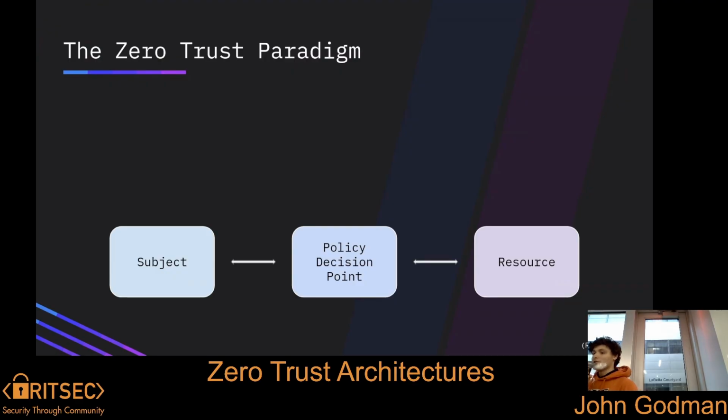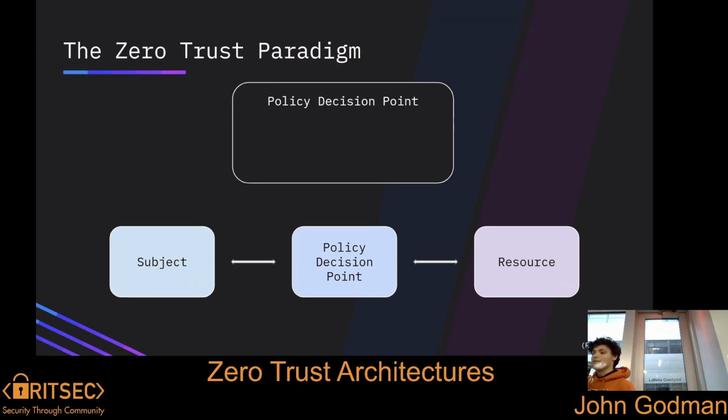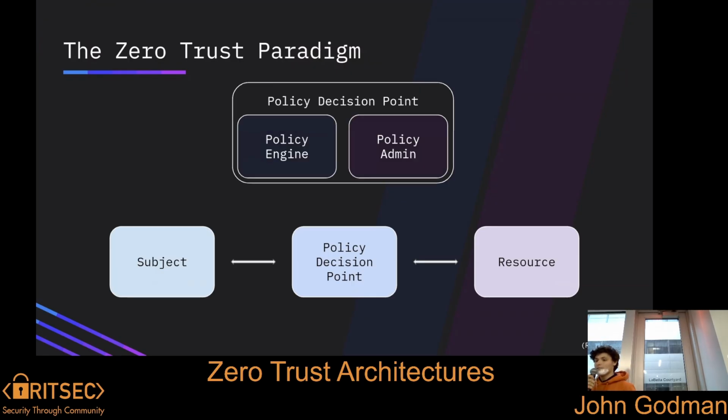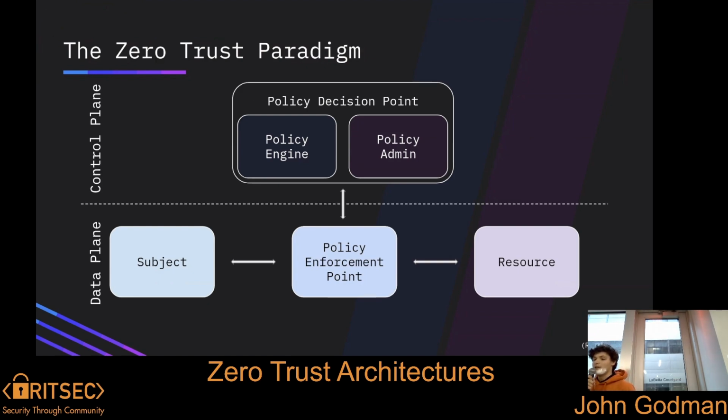So firstly, what is this policy decision point? Well, it's actually made up of several components, mainly the policy engine and the policy administrator. And the element between our subject and resource here is actually called the policy enforcement point, which bridges the gap between the control and data planes, and it will actually allow us to talk to our resource. So we'll talk more about each of these components later. But first, we just want to understand that the policy decision point resources are located in the control plane, whereas the subject, resource, and the policy enforcement point are located in the data plane.